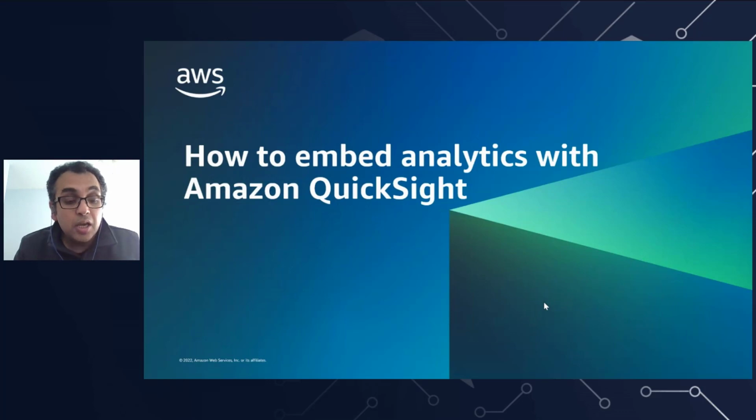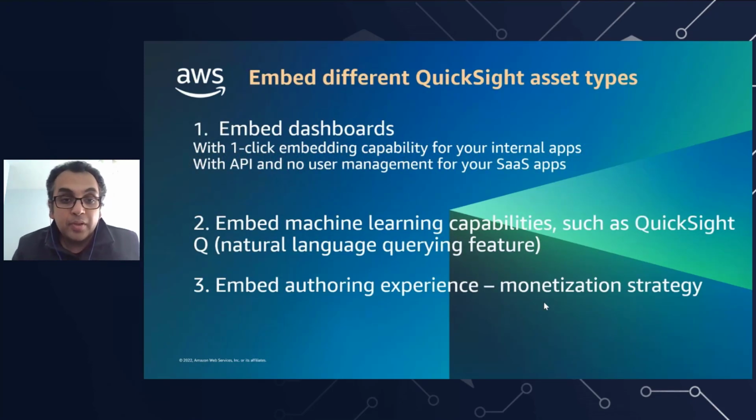So now that we have seen what is embedded analytics, why would you want to do that, and how QuickSight comes to bridge that gap, let's go into building out embedded analytics for each of these offerings that we talked about. So you can embed dashboards, number one. Number two, you can embed the QuickSight Q natural language querying feature. Or number three, you can embed the authoring experience, which is also a monetization strategy for your business, as you can enable this for power users at a cost. That is a revenue for you. We are going to go through each of these. And as we look at embed dashboards, we will also look at the fourth capability, which is personalized emails.